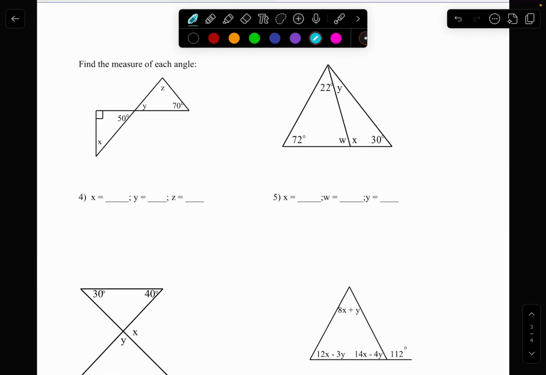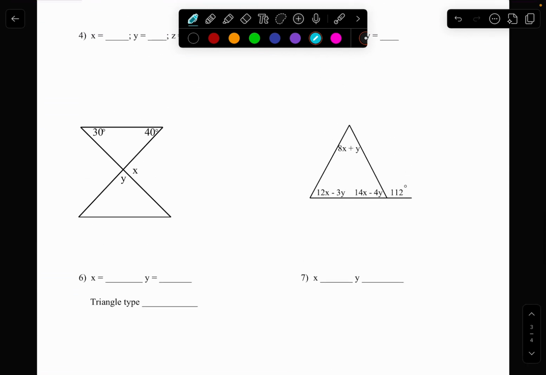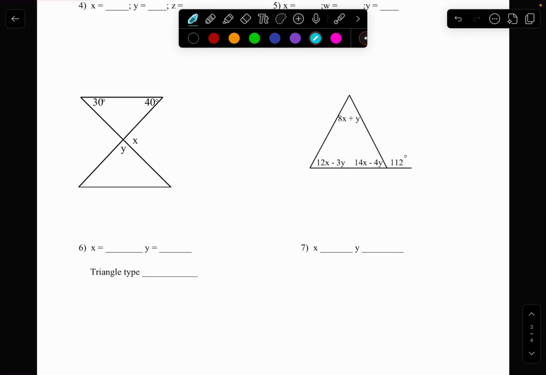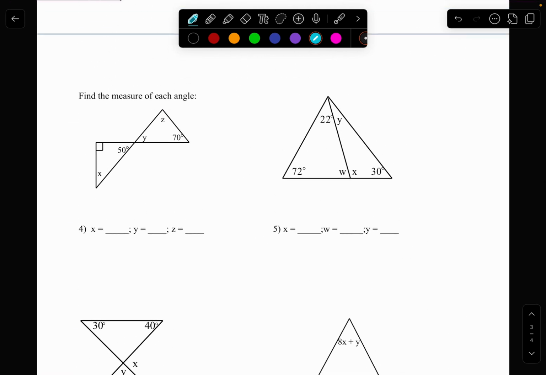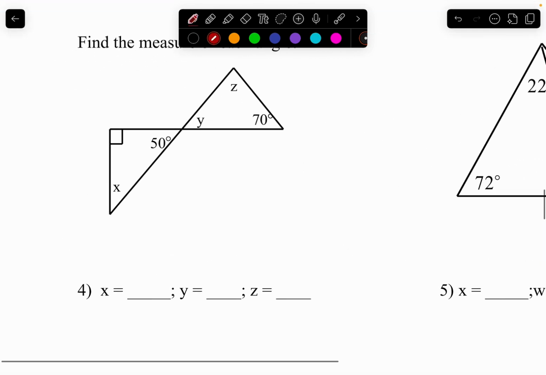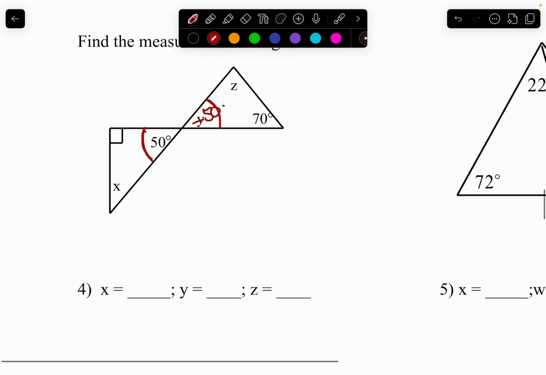All right, for numbers 4, 5, 6, and 7, our goal, and really all of these other problems down here, is to look for the values of whatever's inside of our triangles or outside of our triangles. It just kind of depends. So the first thing that I'm going to do is look at number 4, and I automatically see that angle 50 is vertical with y. So I know that y is going to be 50 degrees.